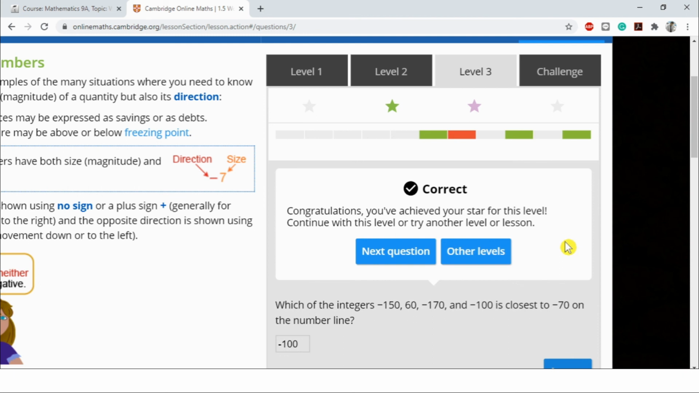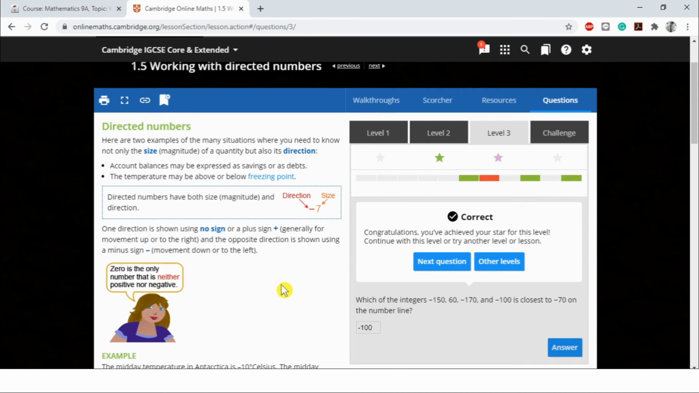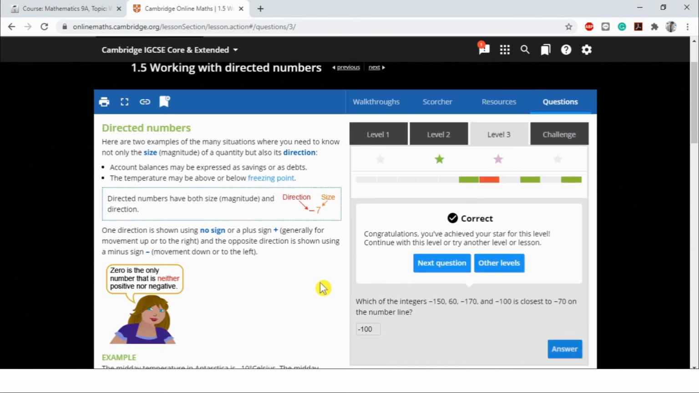All right. So this is how we can apply these directed numbers to some daily life problems, right? I hope this helps you understand with my explanation, and then we can see in the next section. See you.